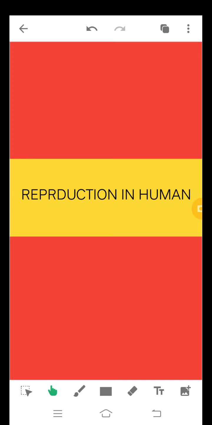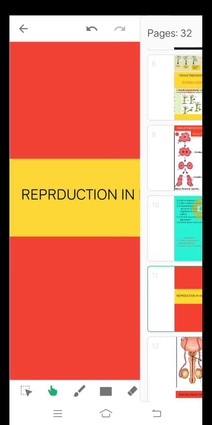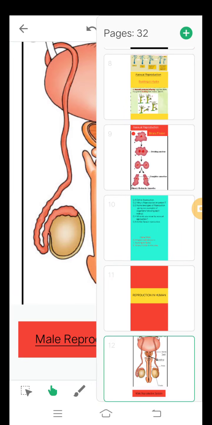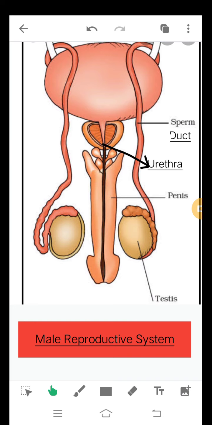So in human beings we have the male reproductive system, which produces the male gamete, and the female reproductive system, which produces the female gamete. Before we study in detail about sexual reproduction in human beings, we must know the different parts which are involved in this process. For that, we need to study the reproductive systems first. So here we have the male reproductive system.